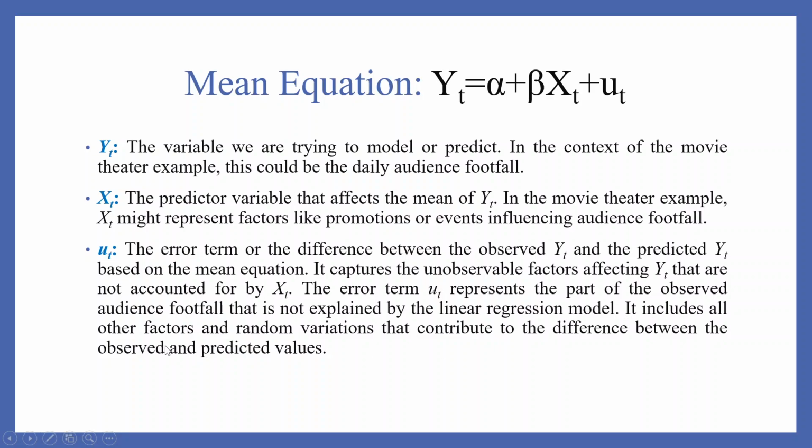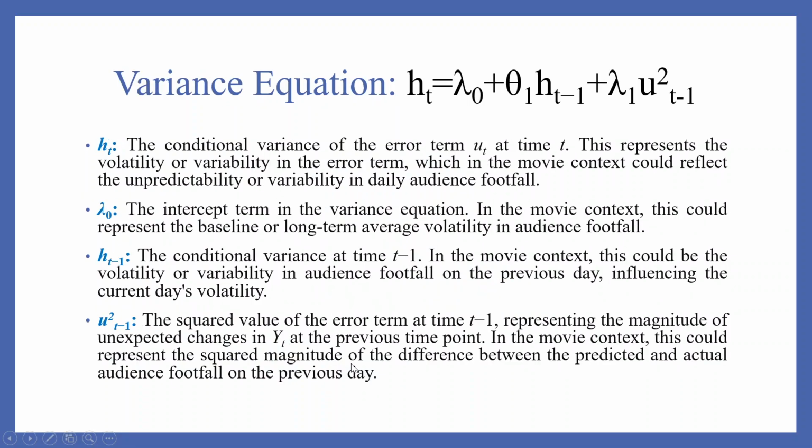It includes all other factors and random variations that contribute to the difference between the observed and predicted values. Now let's understand the variance equation for this theater example. Ht is equal to lambda 0 plus theta 1 ht minus 1 plus lambda 1 u square t minus 1. The conditional variance of the error term ut at time t. This represents the volatility or variability in the error term.